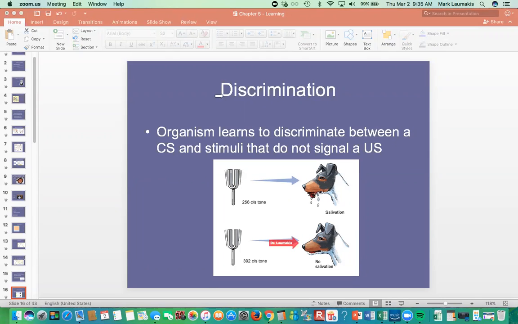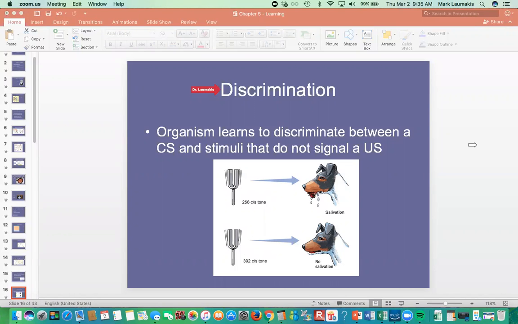Okay, and we said discrimination is a good thing to be able to do as a learner because it shows that we can distinguish between some things that matter and that should give us a reason to respond, and other things that maybe we can sort of let go by the wayside and not worry about.